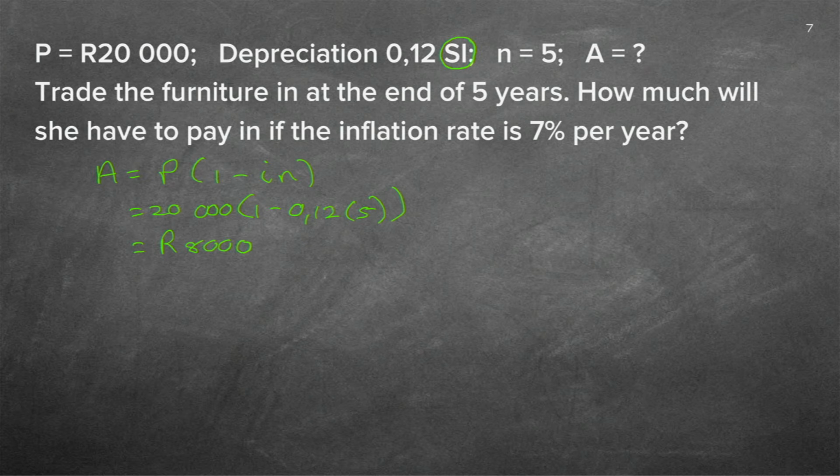Let's just see. What does this mean? There was your question. What was this worth in the end? 8,000. What did she start off with? She bought it for 20,000. That makes sense because it's a very high rate of depreciation, 12%. So after those 5 years, it's only worth 8,000 Rand. Good. Now she says, trade the furniture. She wants to trade the furniture in at the end of 5 years.